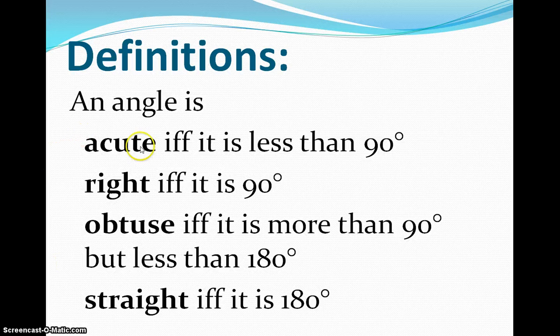So if it's acute, then it's less than 90 degrees. If it's less than 90 degrees, then it's acute. Remember those two conditional statements are the converse of each other. Same is true for our second one, which is if an angle is a right angle, then it is 90 degrees. If an angle is 90 degrees, then it is a right angle. Thirdly, obtuse angles, if and only if it is more than 90 but less than 180 degrees. And last but not least, straight angles, if and only if it is 180 degrees.